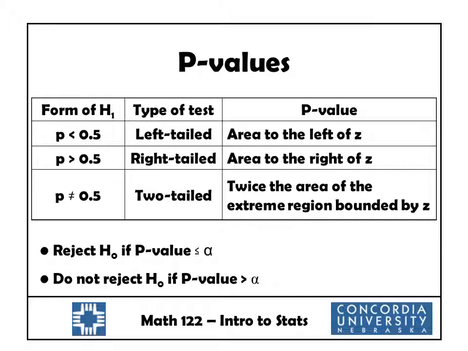If z was negative, then the extreme region is to the left. If it's positive, then it's to the right. So you find that appropriate area, take it times 2, and that's your p-value. So a typical test problem is you'll be given the alternative hypothesis and the value of the test statistic, and you have to find the p-value. There at the bottom is our criteria that we used for coming to our technical conclusion. We reject the null hypothesis if the p-value is less than alpha. We do not reject it if it's greater than alpha.